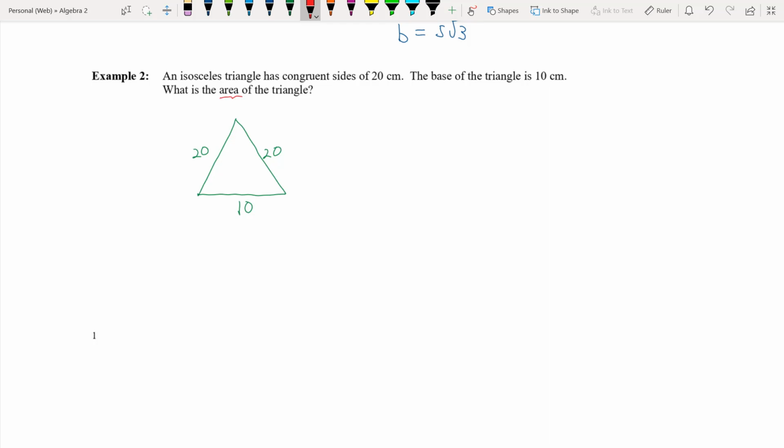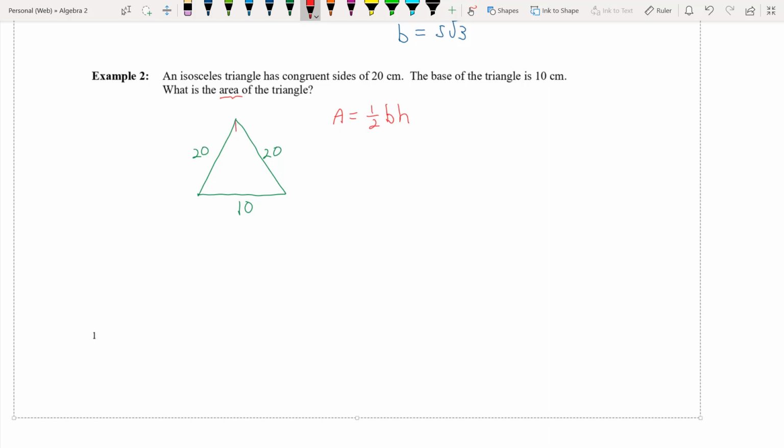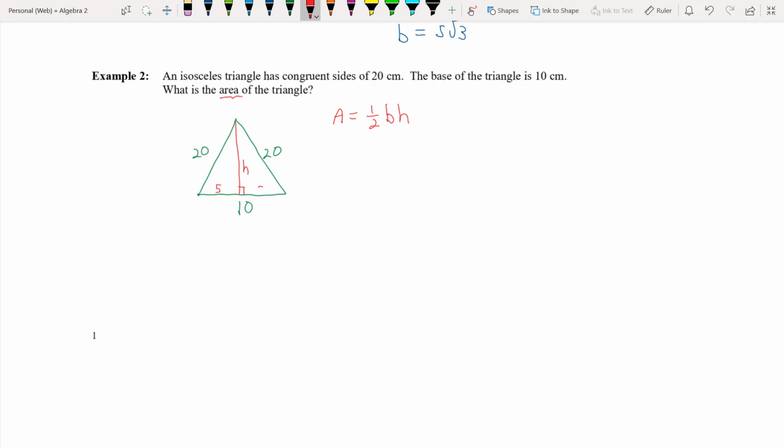So area of a triangle, or just plain old area, is 1/2 base times height. Now I've got a base in this triangle, but I don't have a height. My height would technically be this line straight up and down right here. Okay, so I'm going to call that H. And the nice thing is, because this is an isosceles triangle, if I draw that height straight down the middle, it splits the bottom piece directly in half. Now that wouldn't typically happen in a normal triangle, but because it's isosceles, I can split that.